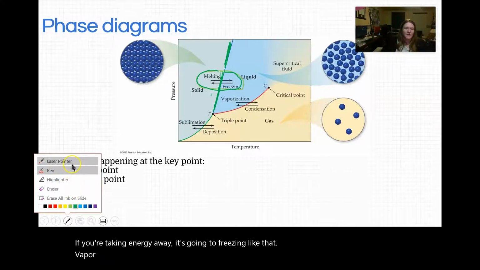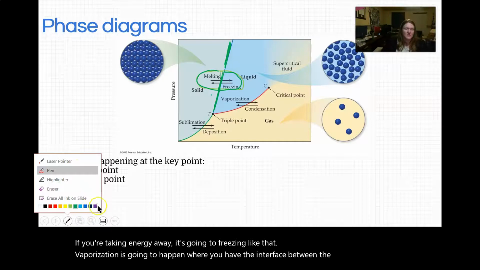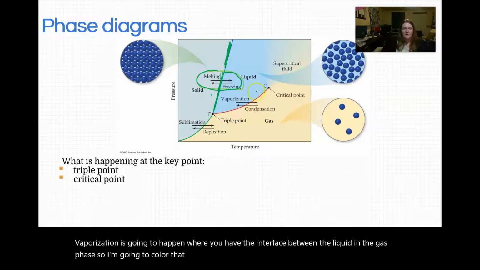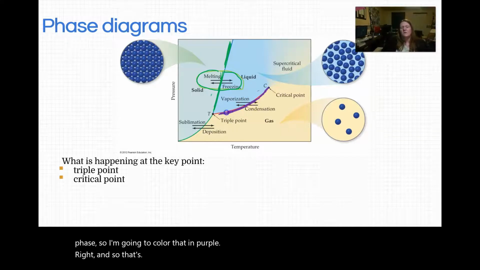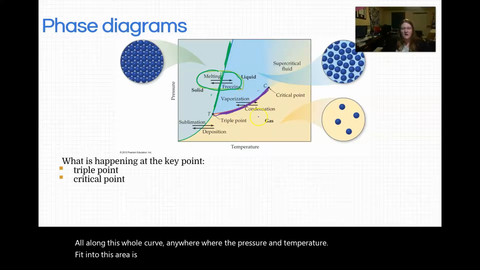Vaporization is going to happen where you have the interface between the liquid and the gas phase. So I'm going to color that in purple. Right? And so that's all along this whole curve. Anywhere where the pressure and temperature fit into this area is where vaporization and condensation can occur.